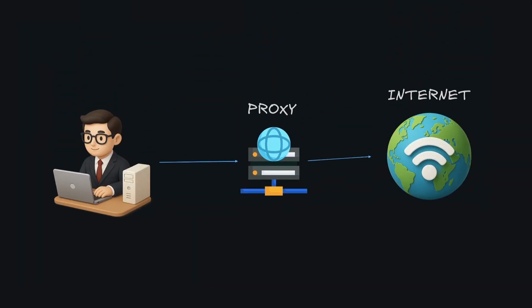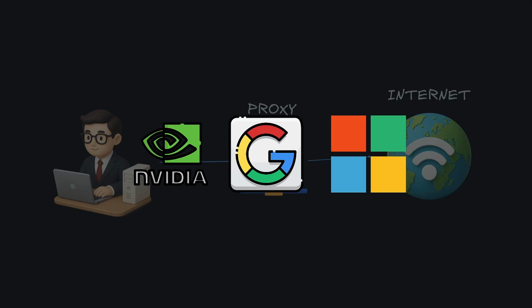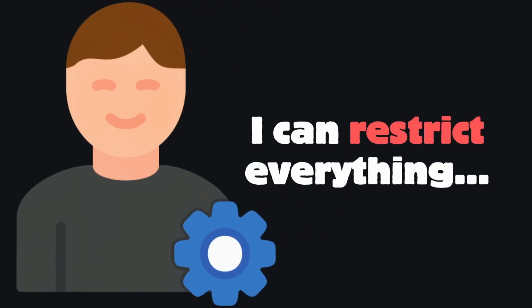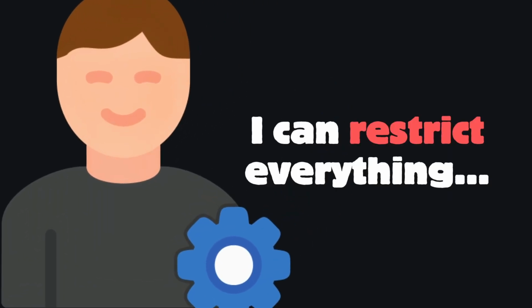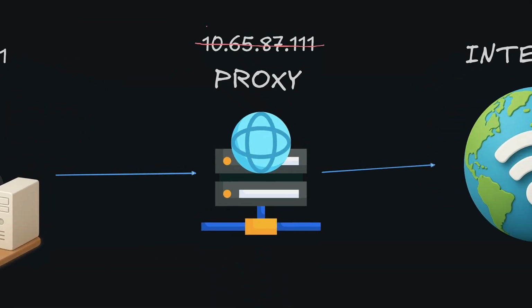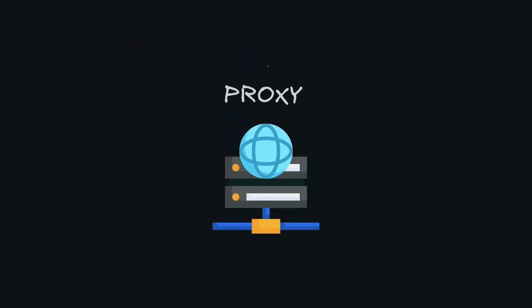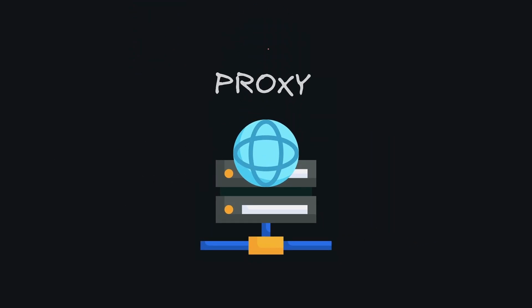A proxy server acts as an intermediary. In some companies, all internet traffic passes through a proxy. Administrators can monitor or restrict website access. A proxy can also hide the client's real IP address. Browsers allow manual proxy configuration. Proxies provide control and filtering.